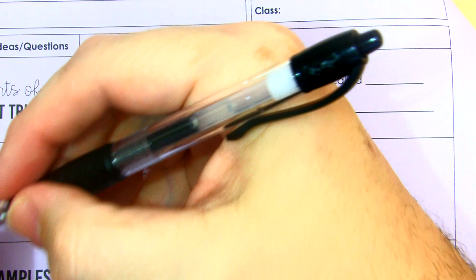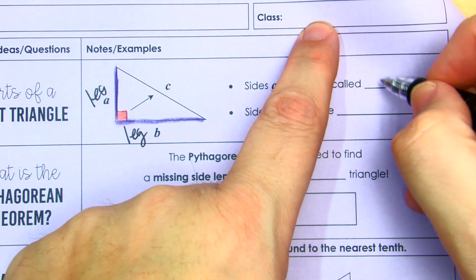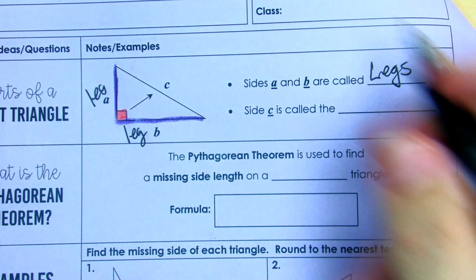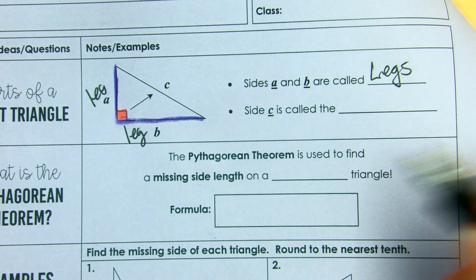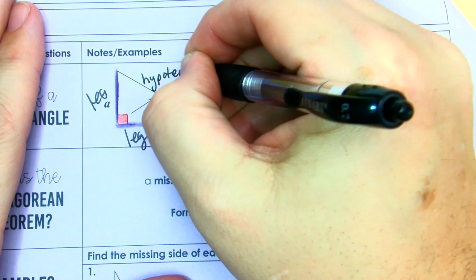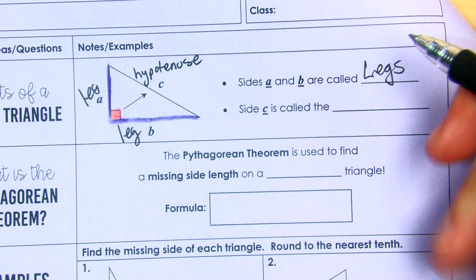So this is a leg right here. This is a leg. So A and B are always going to be called legs. Anyone know what the third side of the right triangle is? Yes, the hypotenuse. So the hypotenuse is that third side, so that's C.